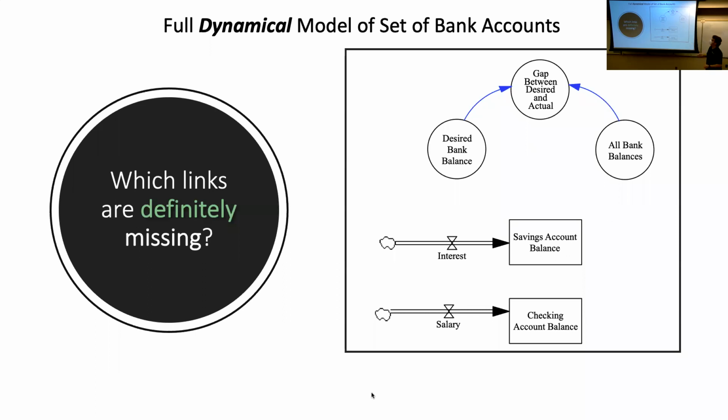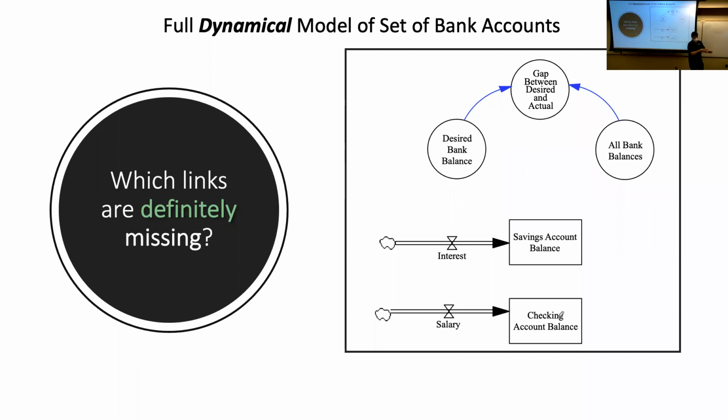If we just look at the names of these variables, like desired bank balance, gap between desired and actual, all bank balances, savings account balance, and checking account balance. If I imagine what formulas I would put into the flows and the other variables up here, what links might I need to add in order to make those formulas legal? Yeah, like the current amount of money in the bank? Yeah, right.